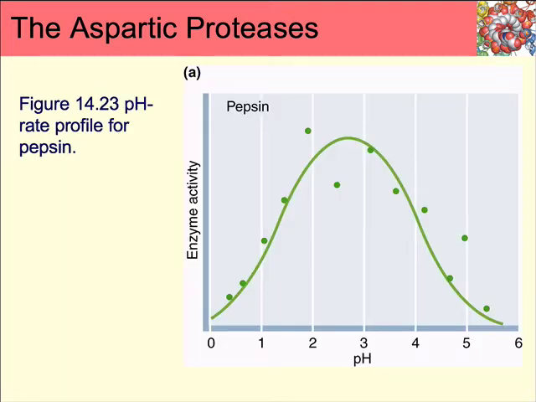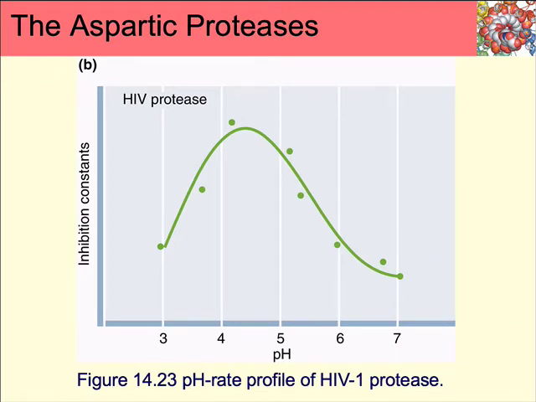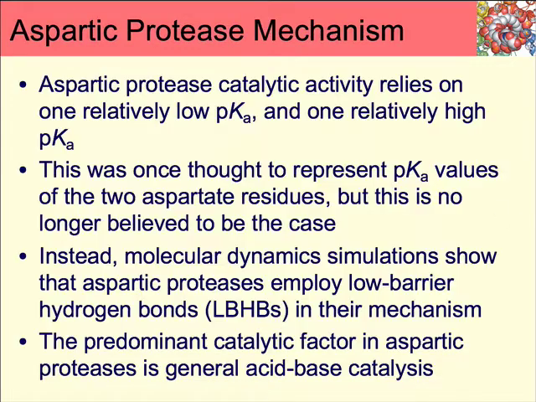The pH rate profiles for the aspartic proteases are revealing. Pepsin shows a pH optimum of about 2.5, and it was thought for a long time that the rise from low activity to high at low pH represented the deprotonation of one of the aspartic acids, and it was also thought that the decrease in activity at higher pH represented the deprotonation of the other active site aspartate. Turns out it's not quite that simple, and we'll show you the mechanism in just a bit. The HIV-1 protease has a similar pH rate profile, but a different pH optimum of about 4.5. We'll see that the predominant catalytic factor in the aspartic proteases is general acid-base catalysis.